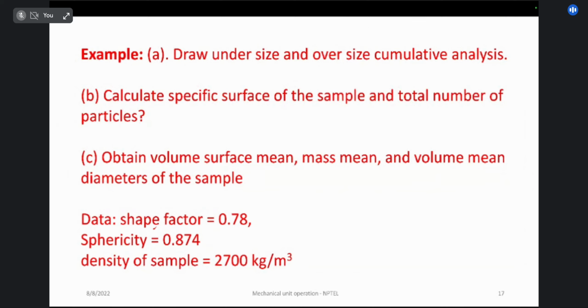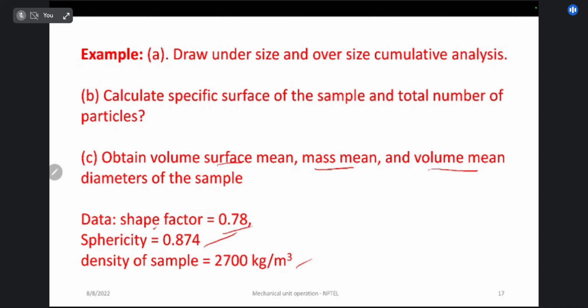The third thing you need to find is the volume surface mean, mass mean and volume mean diameters of the sample. You need to find all these diameters for this one example. That's why I deliberately chose this example, although the professor discussed it, because it includes each and every kind of diameter, so you can understand how to do the calculation. Then data for the mixtures are given: shape factor, sphericity and density.